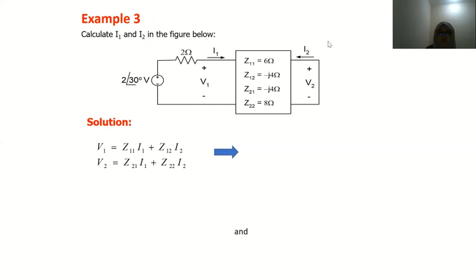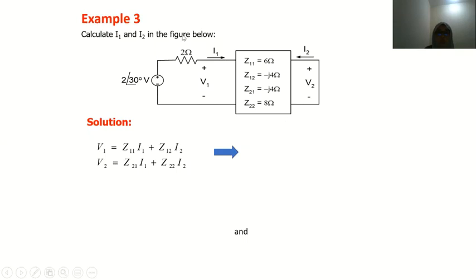Okay, class, we go to example 3. Now we look at example 3. The question gives you Z11, Z12, Z21, and Z22, and also the input impedance, and your input voltage, which is 2 with 30 degree angle. So you have to calculate I1 and I2 from all this information.